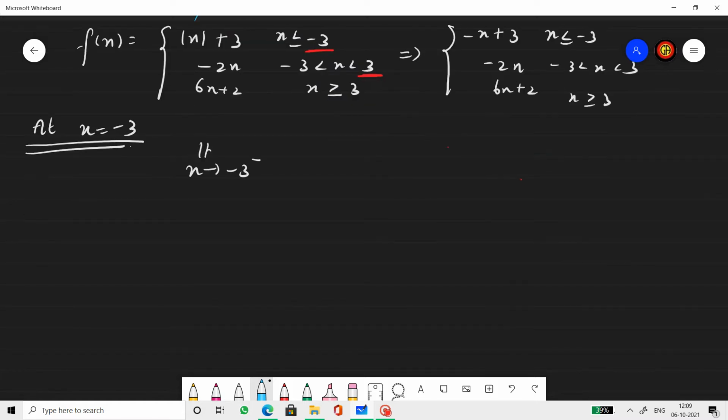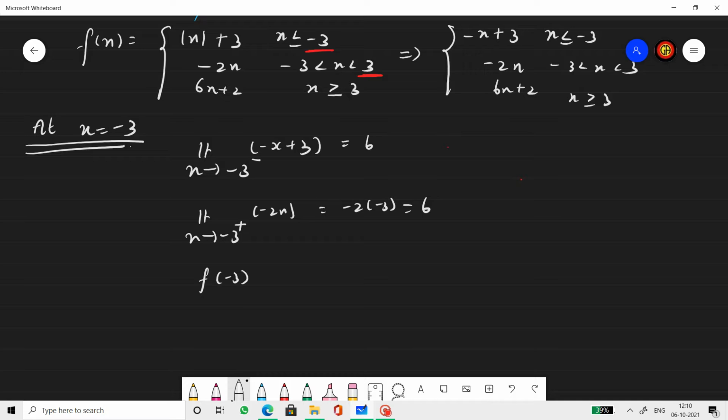All right. Now, when you do minus 3 minus, the function is minus x plus 3. So it is minus of minus 3 plus 3, so 6. So LHL is over. Limit x tends to minus 3 plus. Above minus 3, the function is minus 2x. So I get minus 2 into minus 3, which is also 6. And f of minus 3 will be minus of minus 3 plus 3, which is also 6.